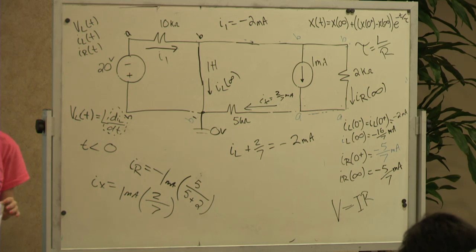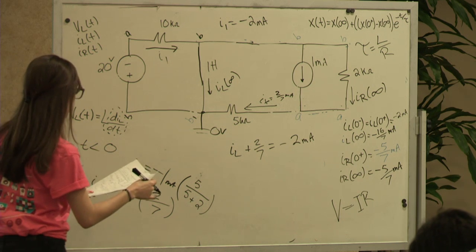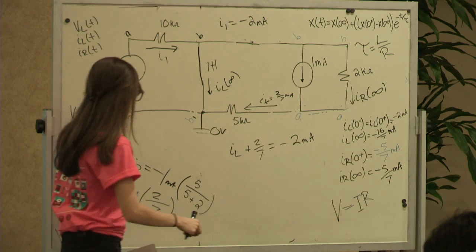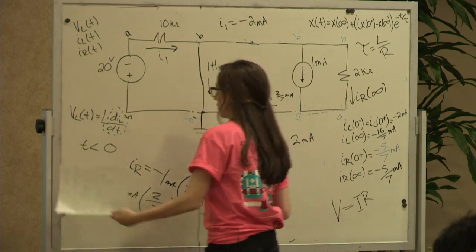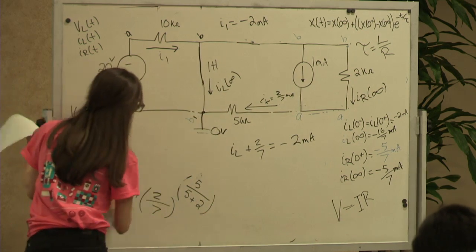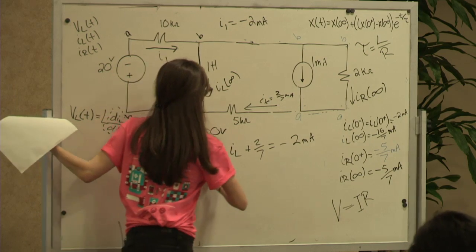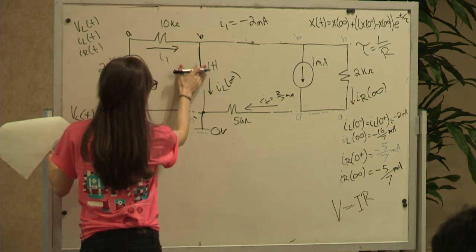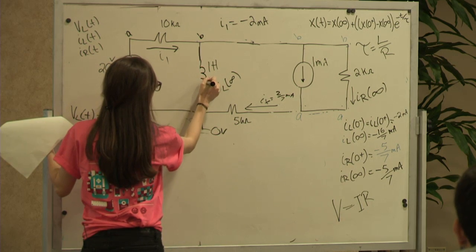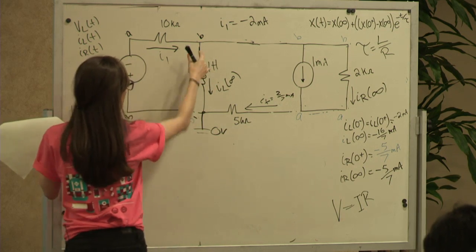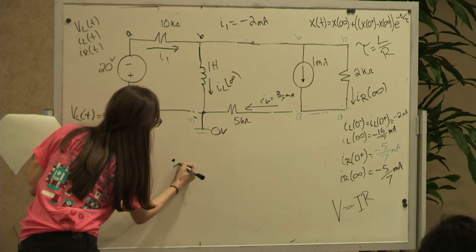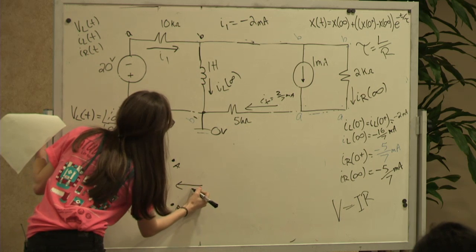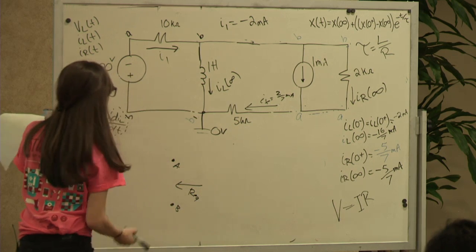Any other questions? So what do we need? What's the last thing we need to find? Tau. And is that before 0 or after 0? After. So this comes back. And we basically want to open this up and find our equivalents.